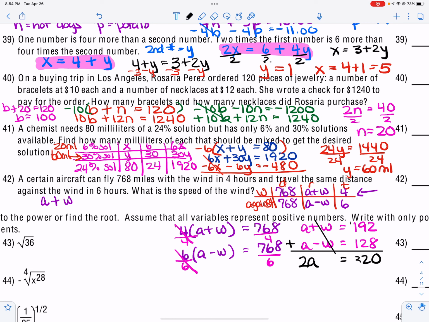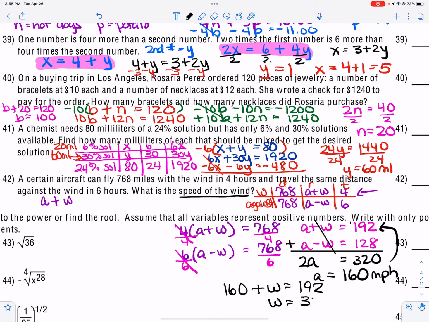And 320 divided by 2 tells me that the airplane is flying at 160 miles per hour, but they want the speed of the wind. So I'm just going to substitute in to either one of these equations. So I'm going to take 160 plus the wind is 192. So it looks like the wind is going 32 miles per hour.